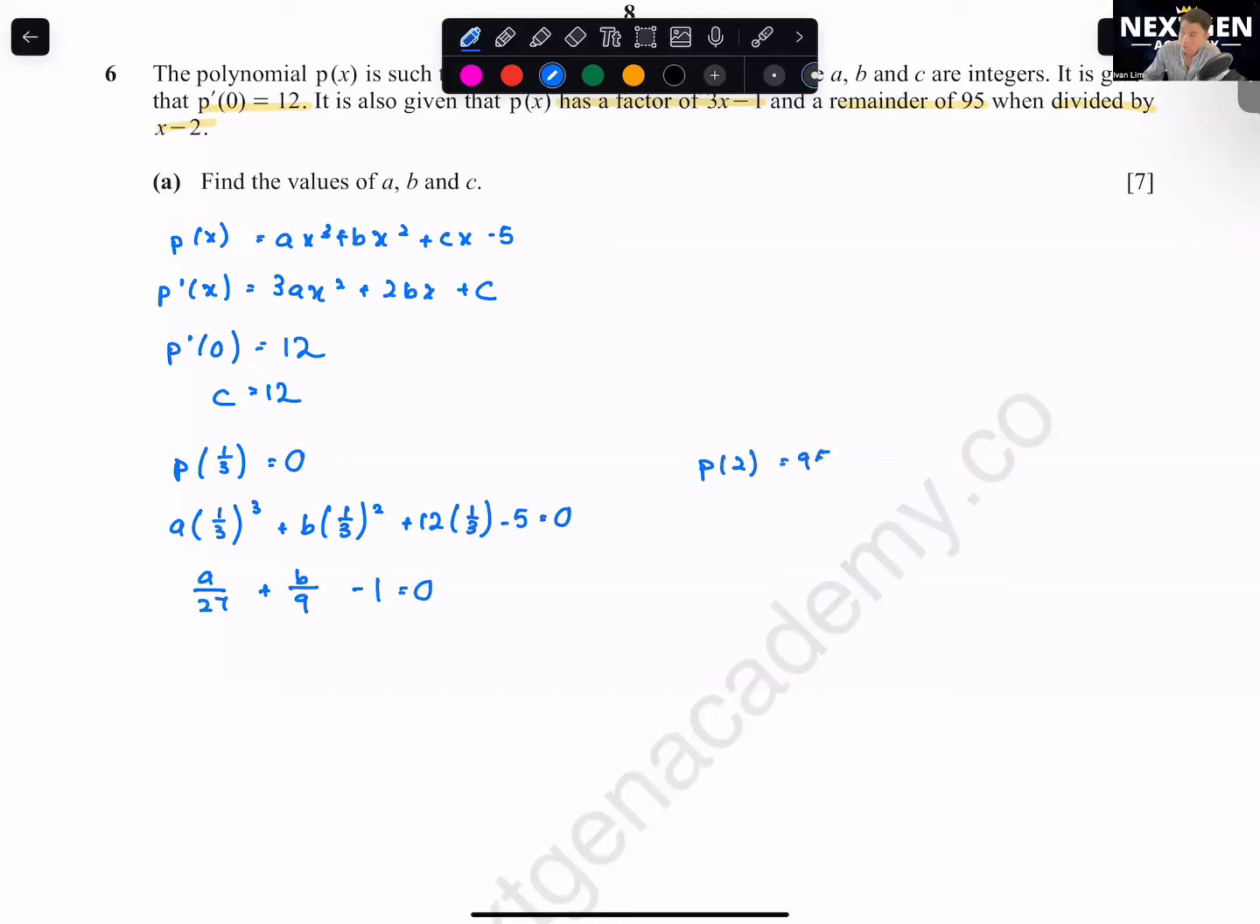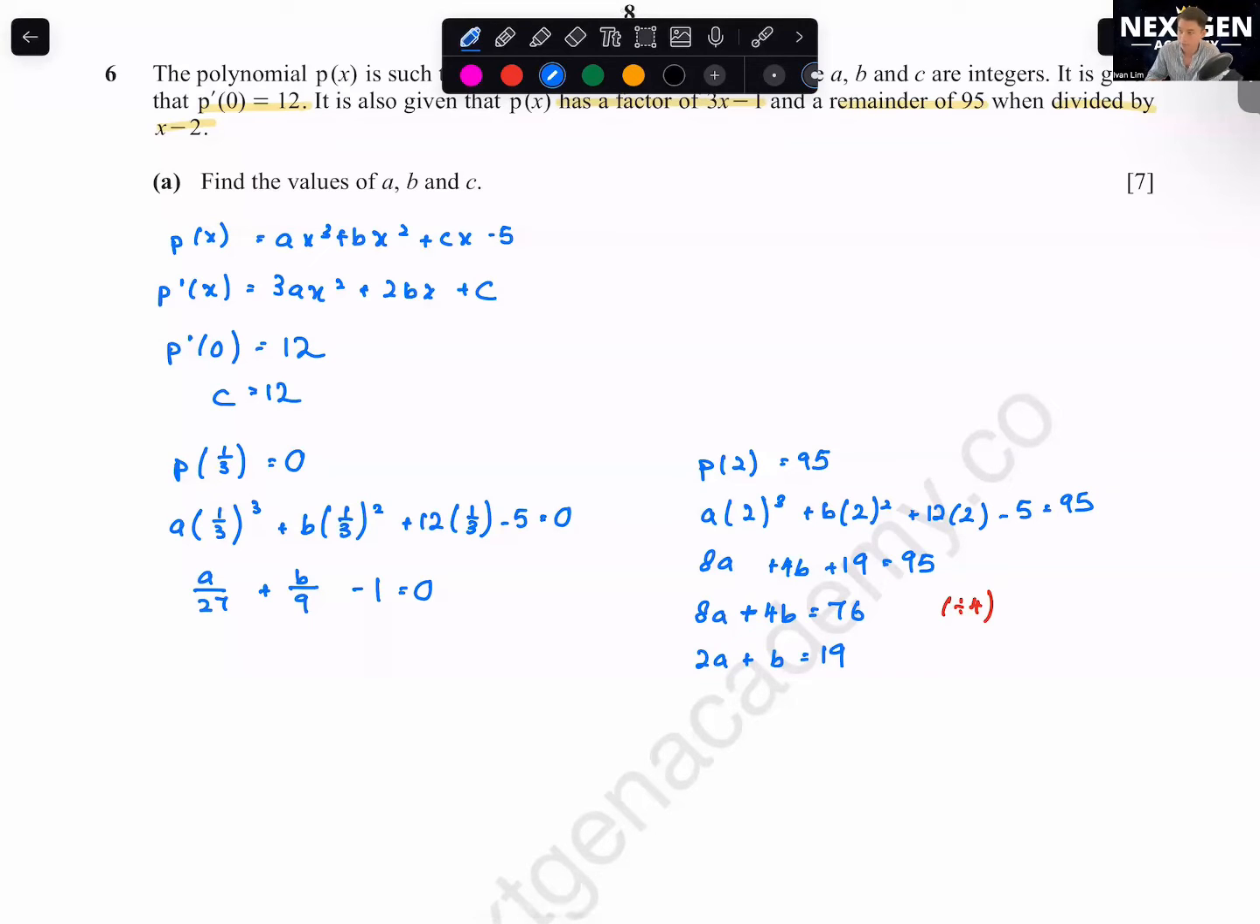P2 equals 95. a times 2 cubed plus b times 2 squared plus 12 times 2 minus 5 equals 95. Simplify it. 8a plus 4b plus 19 equals 95. 8a plus 4b equals 76. I can divide the whole equation by 4 to simplify it. You get 2a plus b equals 19. Okay, I got 2 equations, 2 unknowns, do simultaneous equation.